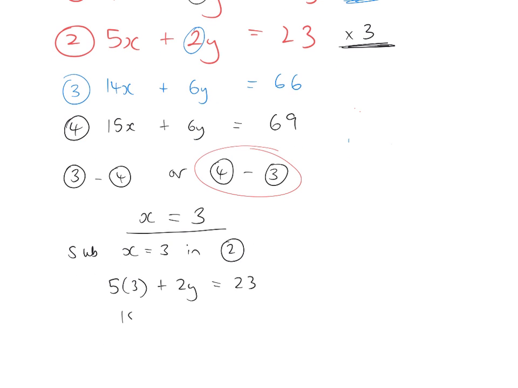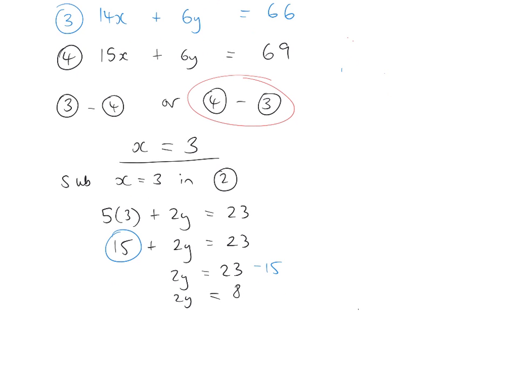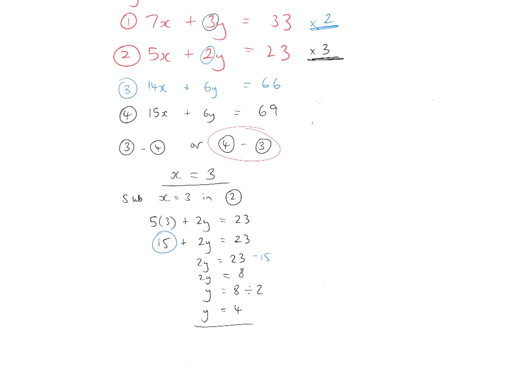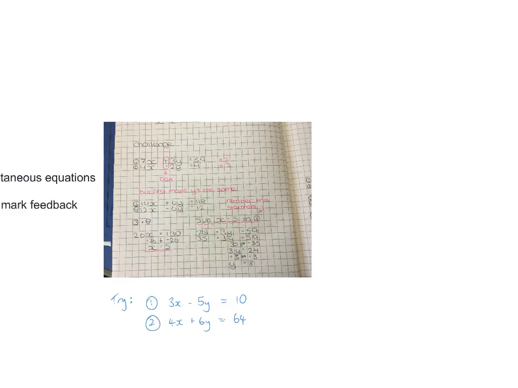I'm then going to expand that to get 15 plus 2y equals 23. I'm now going to take that 15 over to the other side where it will become a minus 15, leaving 2y equals 23. And then 2y will be equal to 23 minus 15, which is 8. And y is equal to 8 divided by 2, because this is currently times by 2, so y is equal to 4. The next question I wanted to show you was one with some negative signs in it.